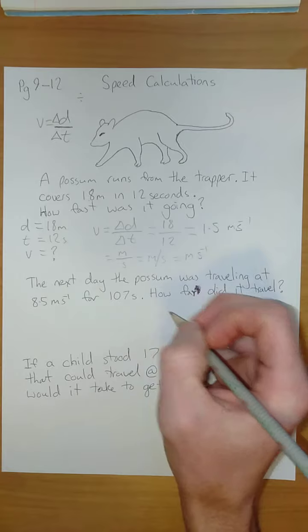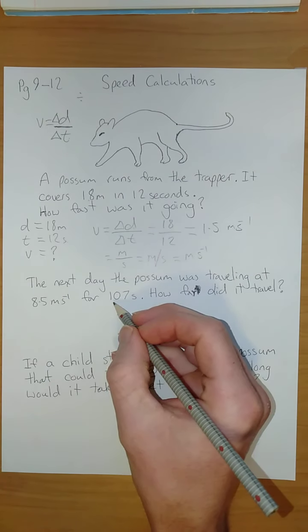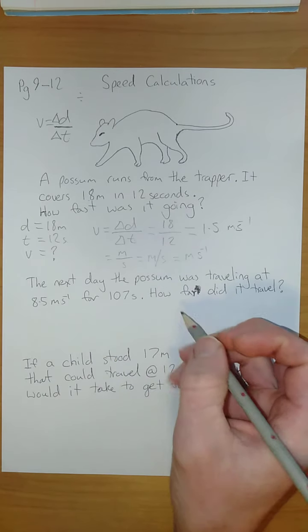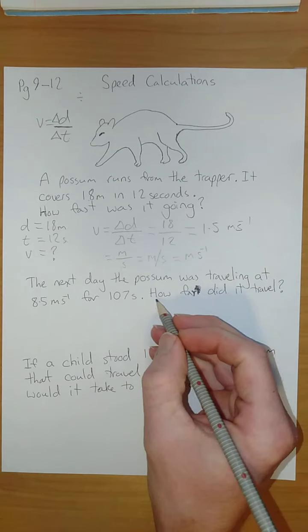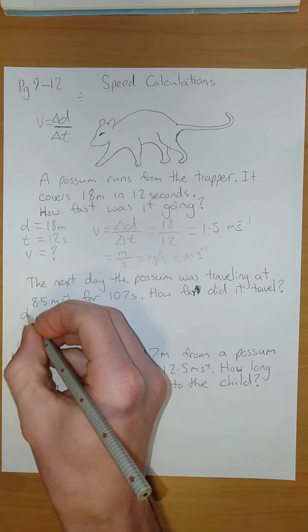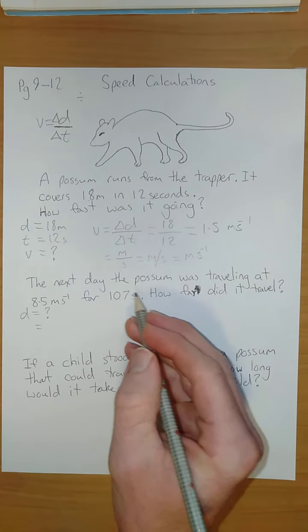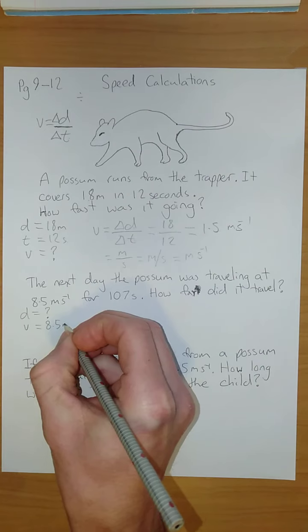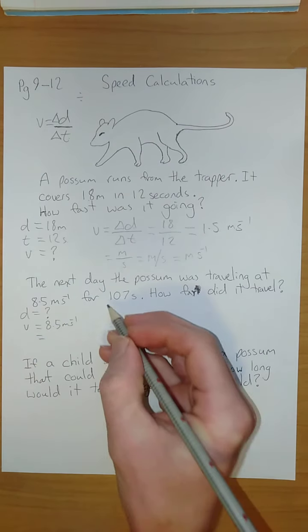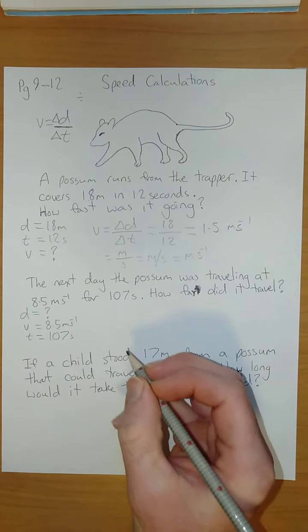So the next day, this possum was traveling at 8.5 meters per second for 107 seconds. How far did it travel? So again to our list. So we're going this time, how far did it travel? That means that D is equal to the question mark. And this one here, that's the velocity is 8.5 ms^-1. And time is equal to 107 seconds.